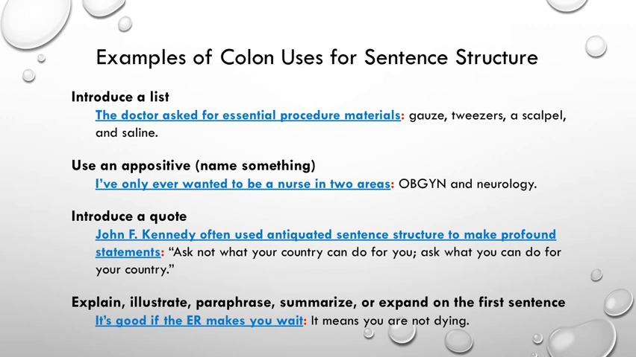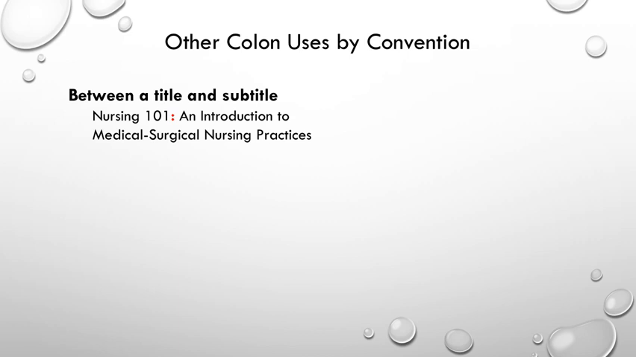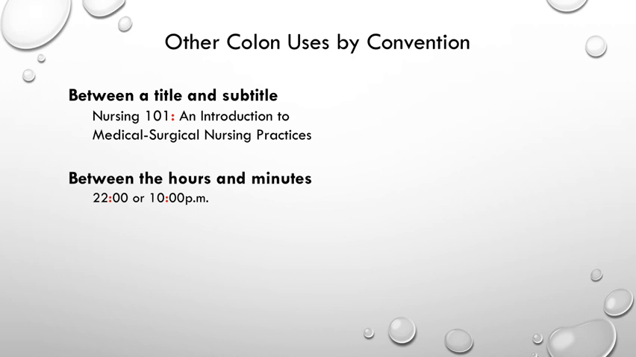Note that you could also use the word because here, and that would ring a little bit clearer in most people's ears. It's good if the ER makes you wait because it means you are not dying. So again, just because you can use them these ways doesn't mean you have to find creative ways to use colons in your sentences. Other ways that we use colons by convention is between a title and a subtitle. So notice the title goes first, colon, subtitle. And if you're citing something in a paper, usually you include both the title and the subtitle, even if the subtitle is like 30 words long.